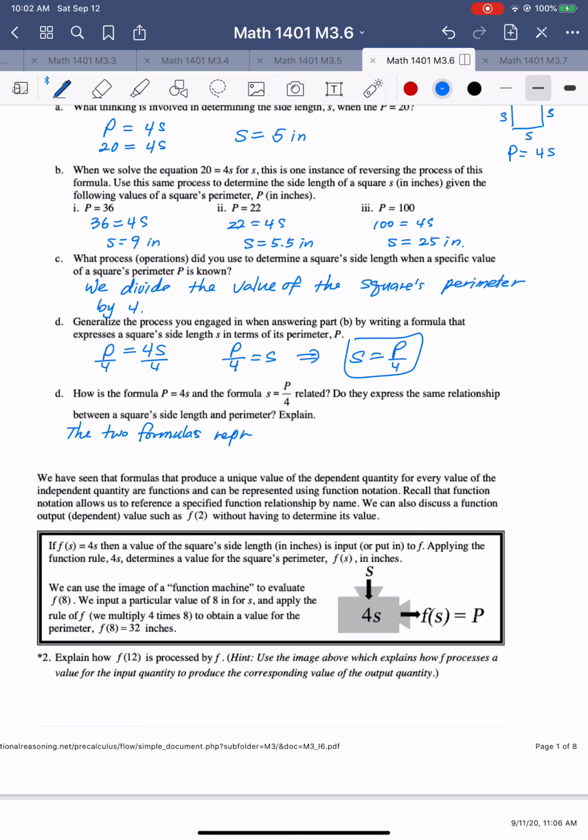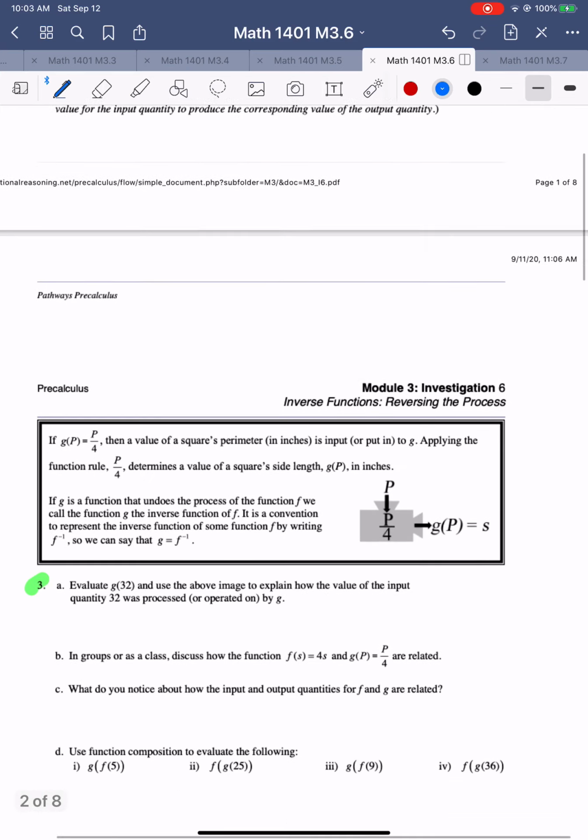So the two formulas represent the same relationship between two quantities, which is the side length of the square, and then P means the perimeter, right? But input and output are switched around, right? So that's what we call the inverse, okay? So the input becomes the output, the output becomes the input, and that's what we call inverse functions, okay? All right, so that's for number 1. And then I need to go to number 3.